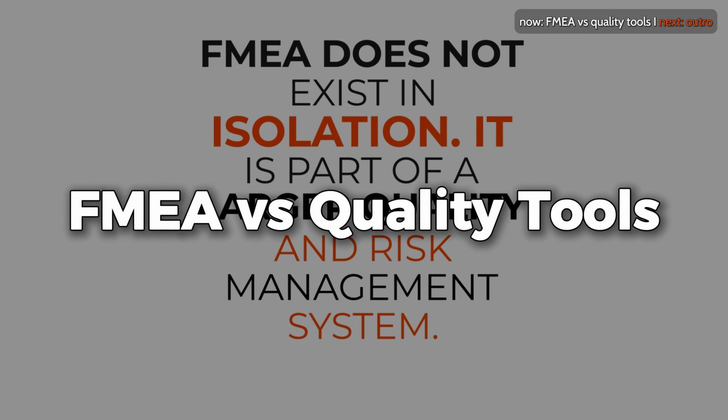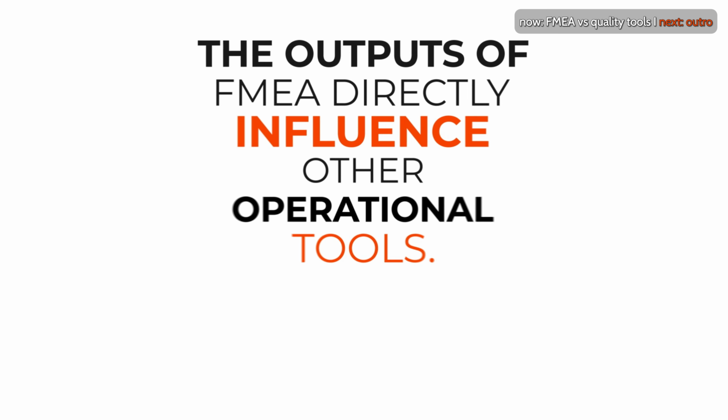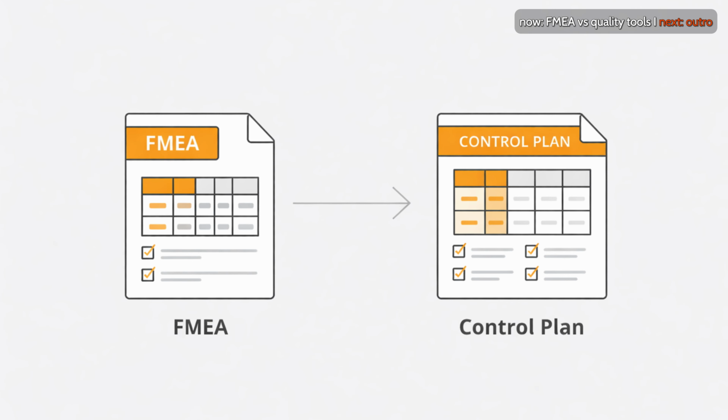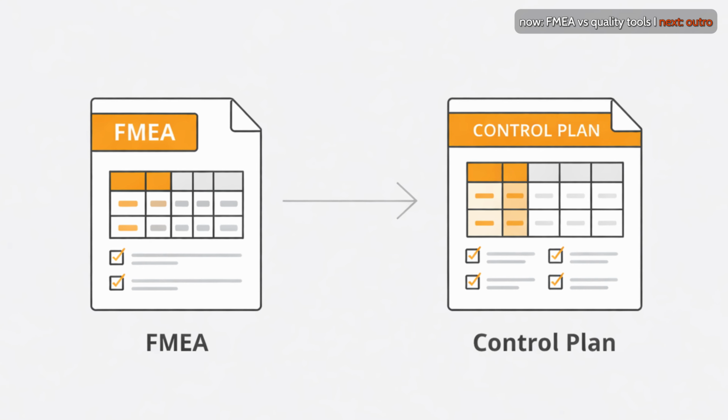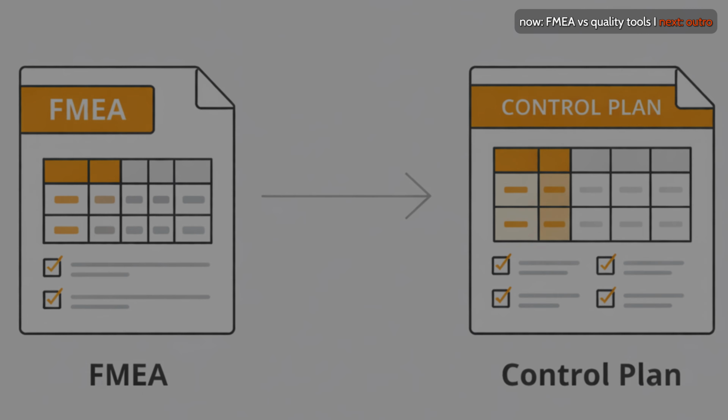FMEA does not exist in isolation. It is part of a larger quality and risk management system. The outputs of FMEA directly influence other operational tools. First, FMEA supports the control plan. High-risk items identified in FMEA must be reflected in process controls and inspection points.